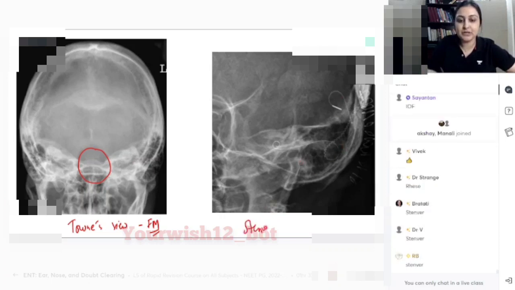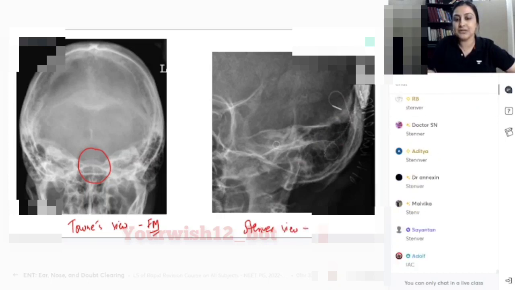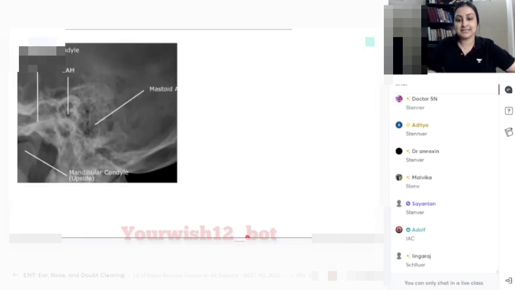Yes, so here you want to remember the name of a young boy called Stenver. Stenver is the boy who has a cochlear implant. So this is the view that we use to see the cochlear implant, to see the internal auditory canal. So this is where we have the internal auditory canal. All right, so this is Stenver's.